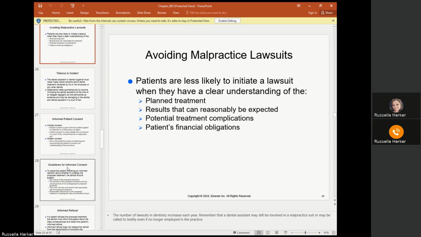Patients are less likely to initiate a lawsuit if they have a clear understanding of the treatment that has been planned for them, results that can reasonably be expected, potential complications, and financial obligations. All of those are informed consent, those 4 things. So we need to make sure that our patient is giving a full informed consent and that they do understand all of these aspects of the treatment.